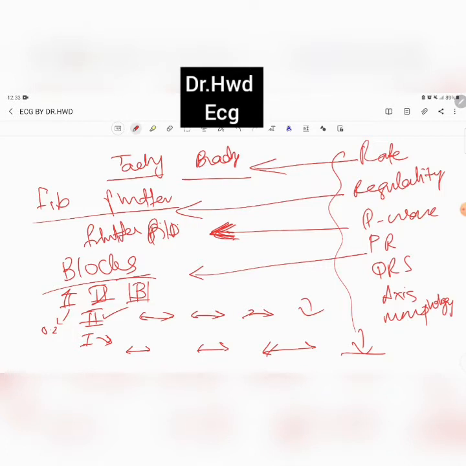Then you have your type 3, where there is no relation between P and Q, because obviously if there's a divorced couple, there would be no relationship between P and Q. Try to remember it like that. That is for your blocks.